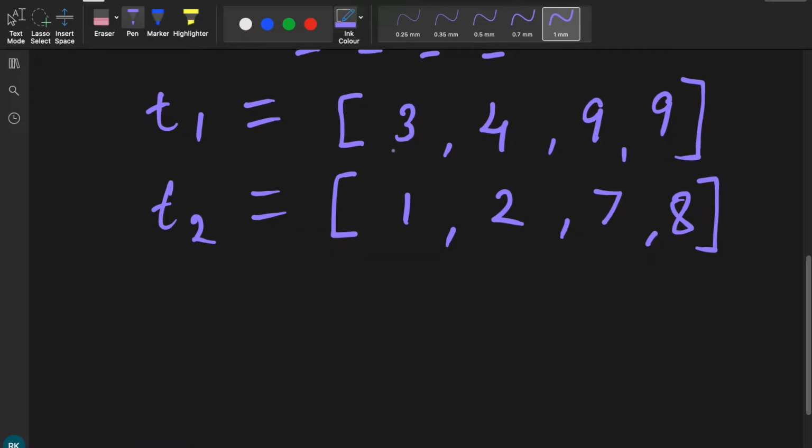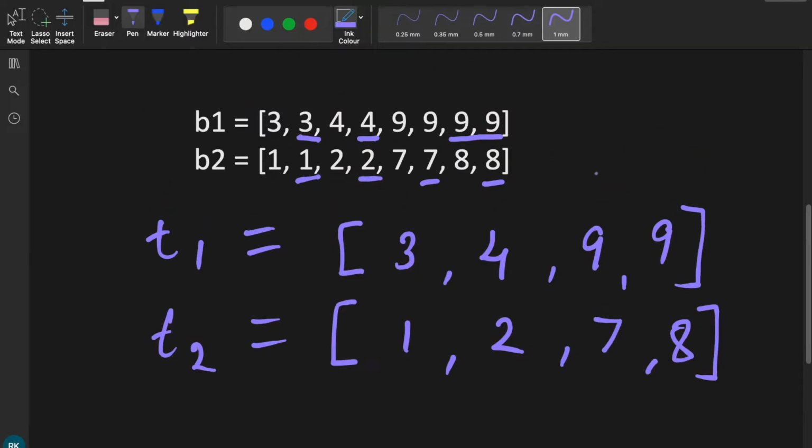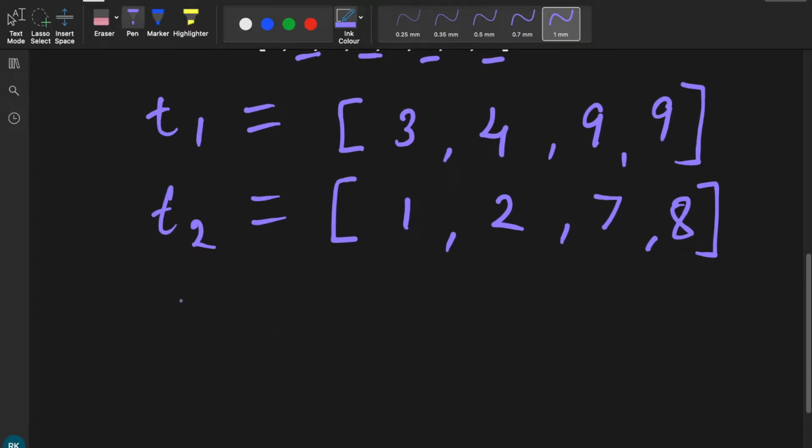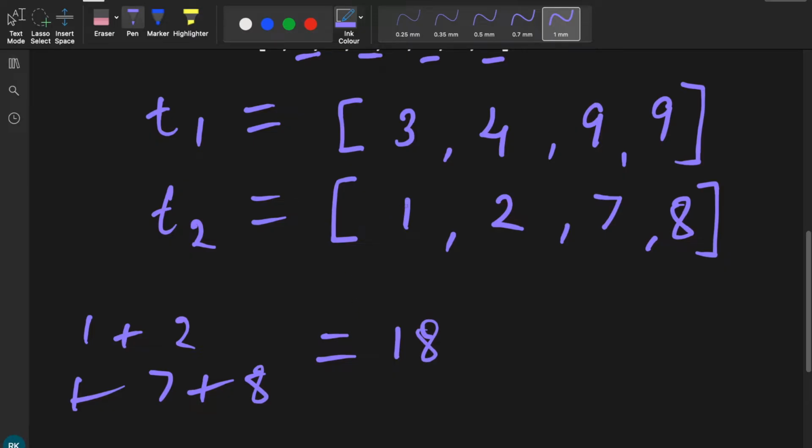So let's assume we are transferring index wise, that is, we are transferring the 0th index, the 1st index, the third index and the fourth index. If we transfer like this, what will be the total cost? The total cost will be minimum of 3, 1, that is 1, plus minimum of 2, 4, that is 2, plus minimum of 9, 7, that is 7, plus minimum of 8 and 9, that will be 8. So this will come out to be a total of 18. So what we are doing is coupling a smaller number with a smaller number and a larger number with a larger number.